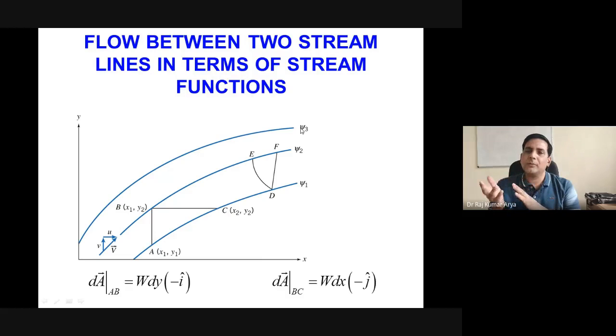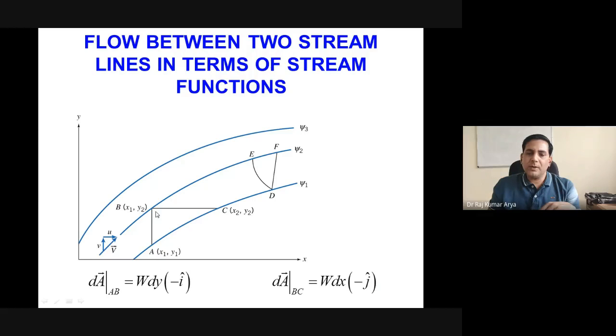Can we calculate the flow rate, because the stream function satisfies the continuity part? Continuity is practically mass conservation. So if your density is constant, it means you are already talking about a constant density, incompressible flow for the stream function. It means you can calculate the volumetric flow from here.